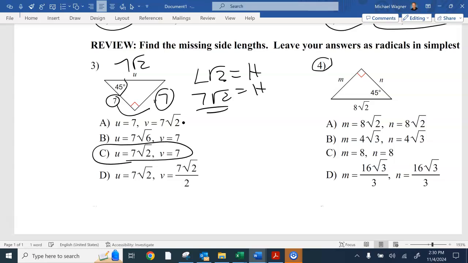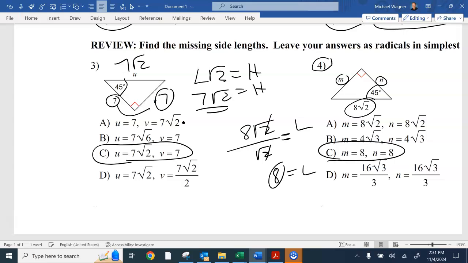Okay, now if you look at number 4, another 45, 45, 90, same process over here. But here we have the hypotenuse. So if we've got the hypotenuse, that means the hypotenuse divided by root 2 is equal to the leg. Well, you can see that these cancel, and basically 8 is going to be our leg. So both M and N are going to be 8. So that's C. Oh my gosh, everything's C today. Okay. Anyway, quick review. But now what we're going to do today is look at what's called a 30, 60, 90 triangle.